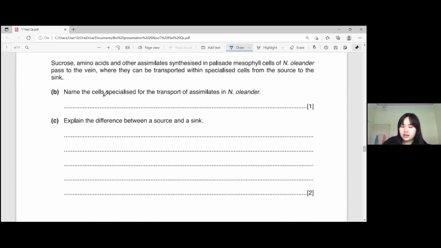Sucrose, amino acids, and other assimilates synthesized in palisade mesophyll cells of an Oleander pass to the vein, where they can be transported within specialized cells from the source to the sink. Name the cells specialized for the transport of assimilates in an Oleander. This is quite a straightforward question. Anyone want to try? I think, Johan, you call the name better because only two persons have answered so far. Okay, then I'll call Jing Er.